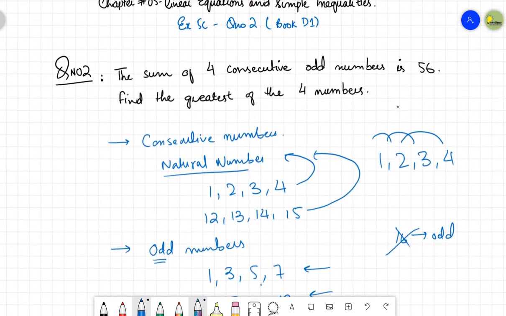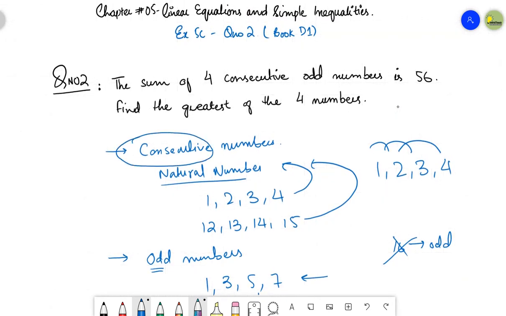Now, coming back to the question, I hope the word consecutive seems meaningful now. The sum of four consecutive odd numbers is 56. This is the main information that is given. You have four consecutive numbers and their sum means the addition. When you add these four consecutive numbers, you will get a total of 56. The information that is lacking here is the numbers. You don't know what the exact odd numbers are.